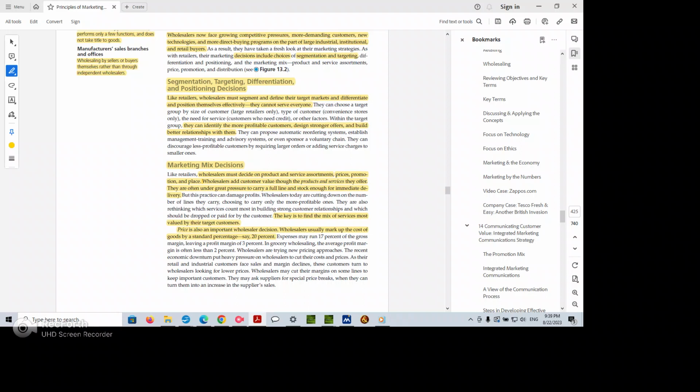Wholesalers are trying new pricing approaches as well. The recent economic downturn put heavy pressure on wholesalers to cut their costs and prices. As their retail and industrial customers face sales and margin declines, these customers turn to wholesalers looking for lower prices. Wholesalers may cut their margins on some lines to keep important customers. Yes, because the bottom line is, what's going to cost you more? Getting new customers or losing business. So it's like a double whammy, right?